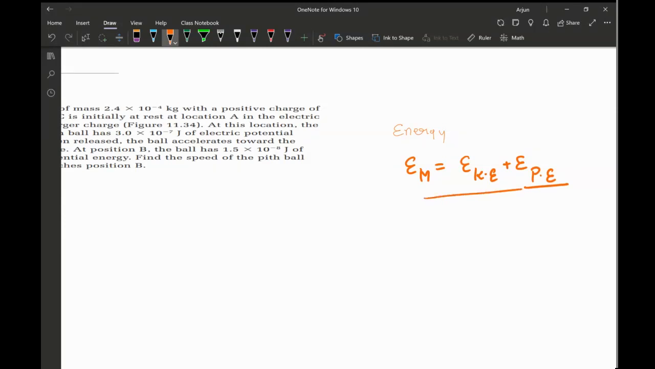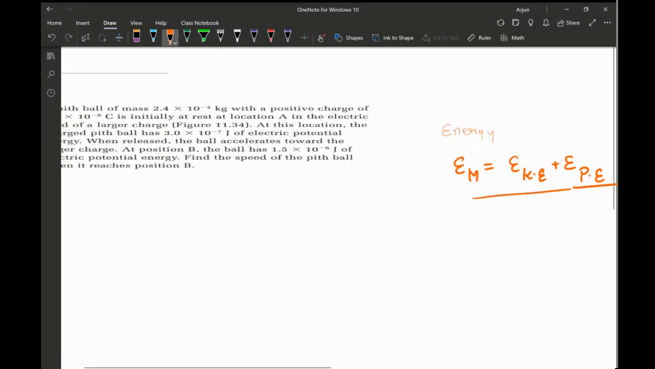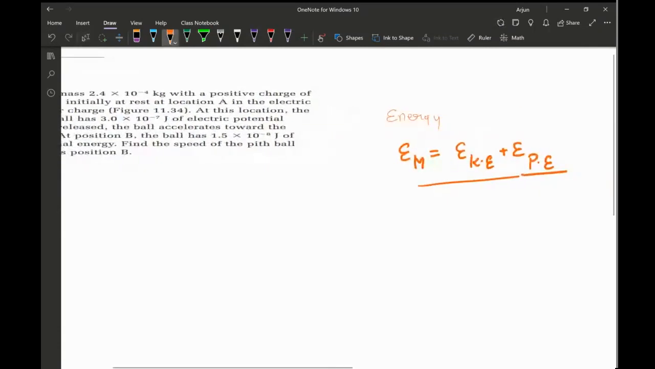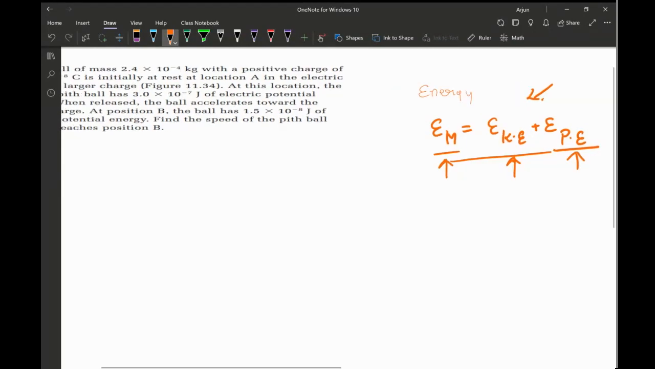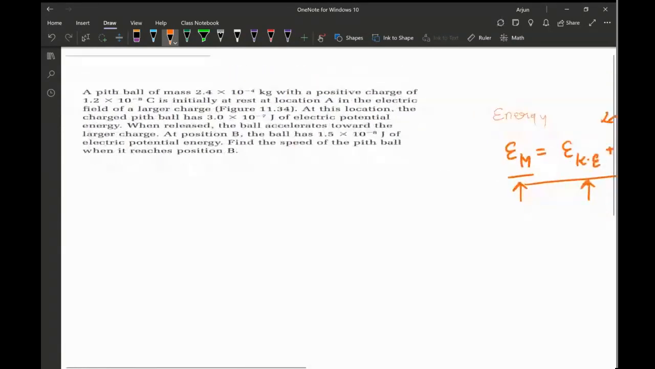The same concept we can apply to electrical interactions, whatever we said in the concept of energy. Mechanical energy remains conserved and is equal to the sum of the kinetic energy and the potential energy. Now, let's try and understand this concept with the help of this example.